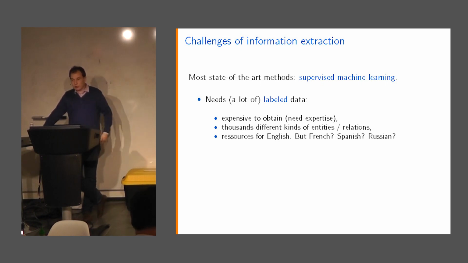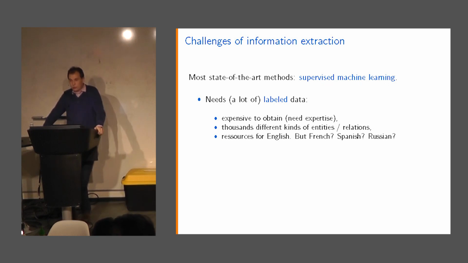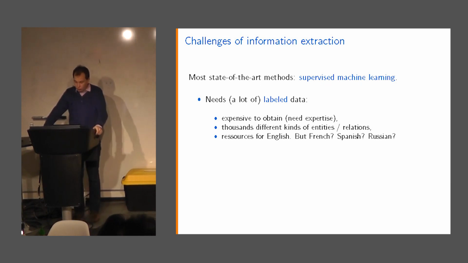In information extraction, this is really a problem because you have really 1,000 different kinds of entities or relations that you'd like to extract, and you can't reasonably label data for all those kinds of entities or relations. The second thing is that if you want to develop, for example, a product and make it available for different languages, you don't want to annotate data for each new language you want to support.